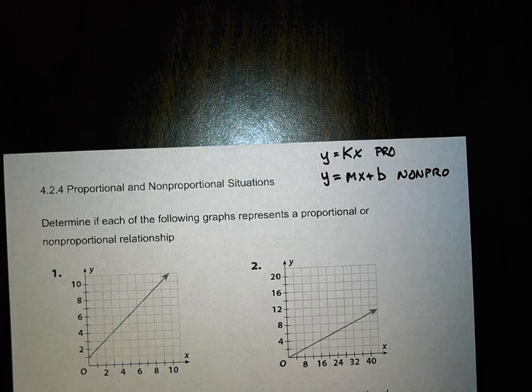Does that make sense? A proportional relationship always goes through the origin. So when you look at it, if it goes through 0, 0, where x is 0 and y is 0, then it's proportional. Correct? Yep.